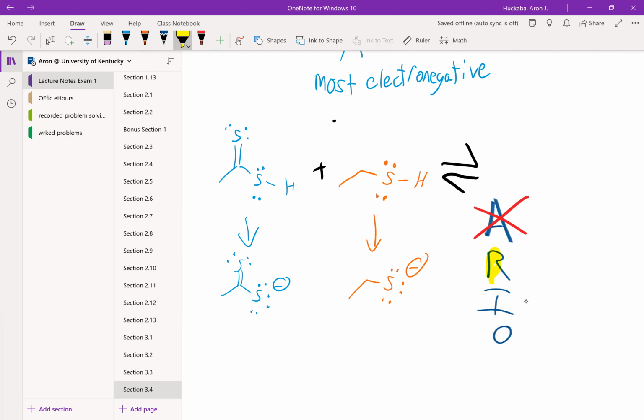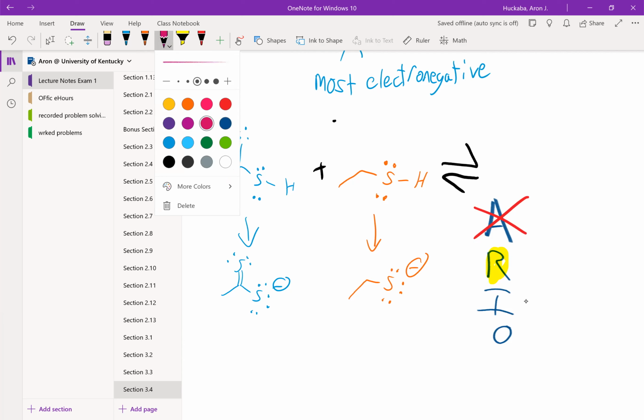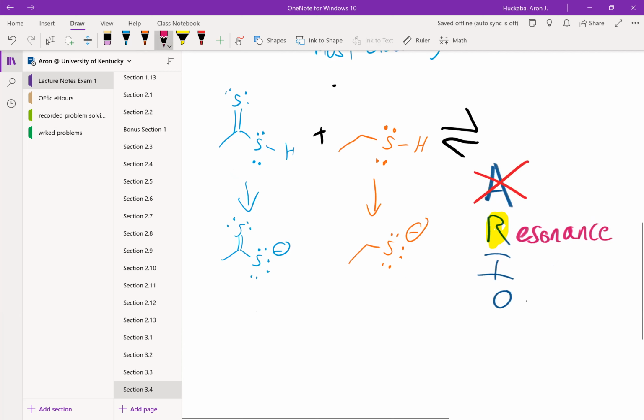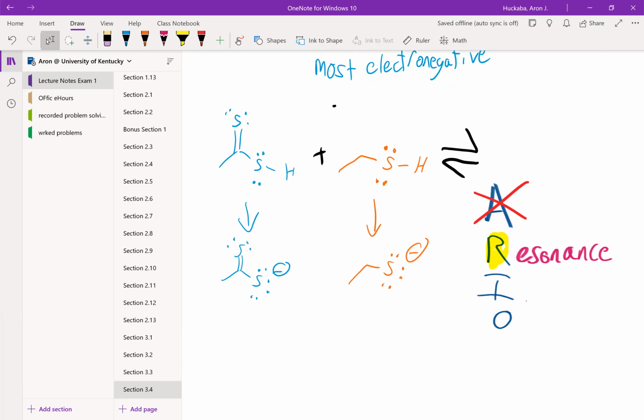So let's look instead at R, which is resonance. And what resonance says is that if you can take the negative charge that's generated in the conjugate base and distribute that negative charge throughout the molecule in some way, then the conjugate base will be more stable than if there was no resonance structure at all. So can we make a resonance structure with the orange one? I don't think so, because there's no double bond near the negatively charged sulfur.